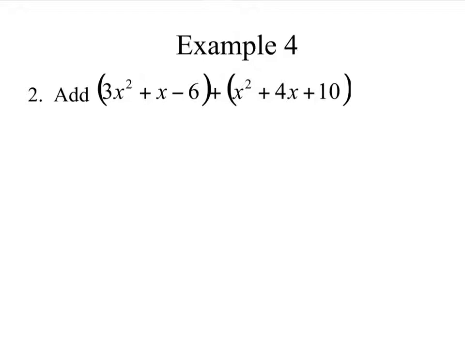Looking at another one together, again, I'm going to change my subtraction to plus the opposite. So I have the 3x squared plus 1x plus negative 6. And I have the 1x squared plus 4x plus 10.